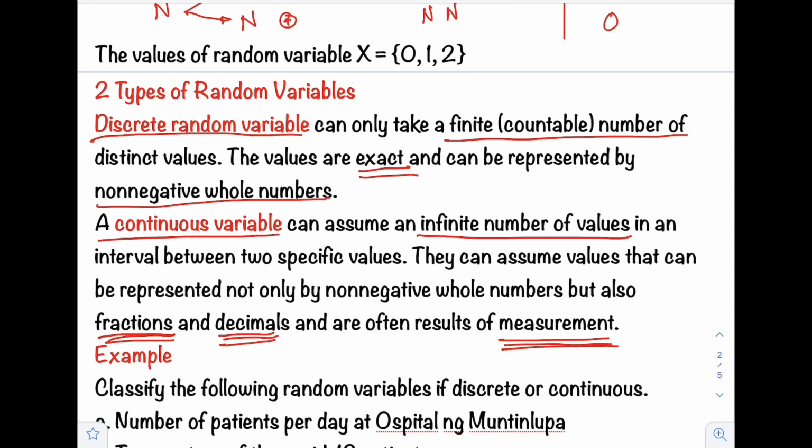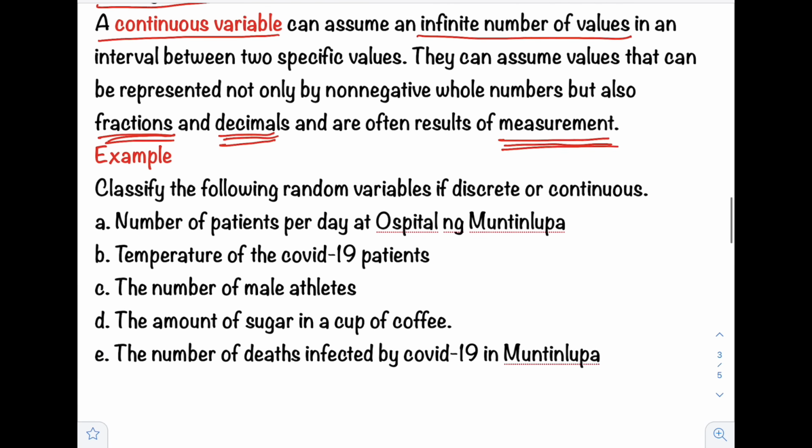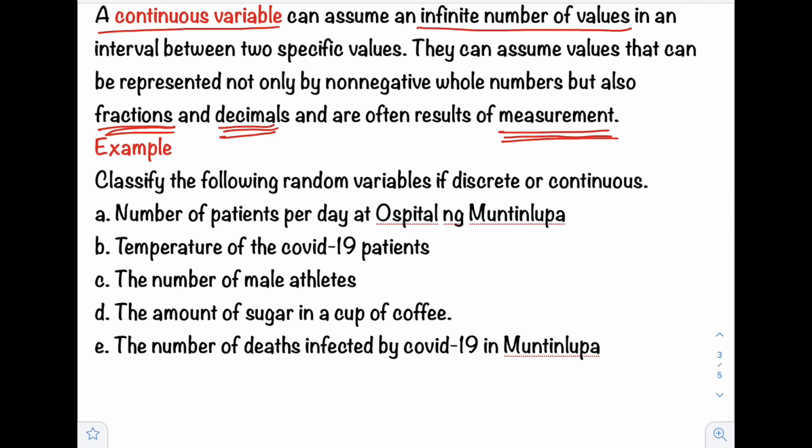Okay? So next, let's have an example. So classify the following random variables if discrete or continuous. So for letter A, number of patients per day at hospital ng Muntinlupa. So dito, ang ating variable is yung number of patients. So para makuha natin guys yung number of patients natin is ang gagawin nyo lang dyan is bibilangin or by counting. Okay, so it means na this variable is an example of a discrete variable.